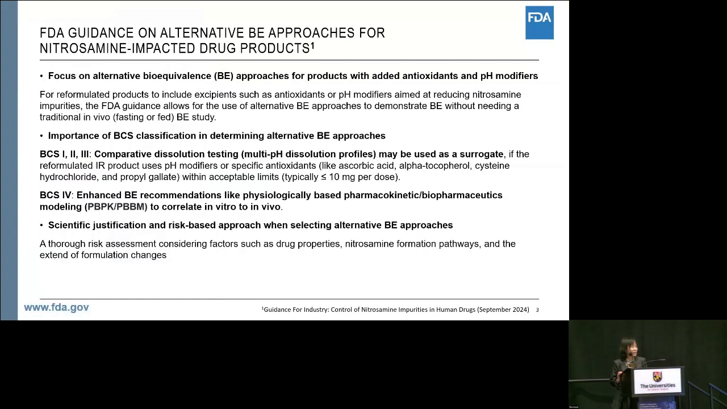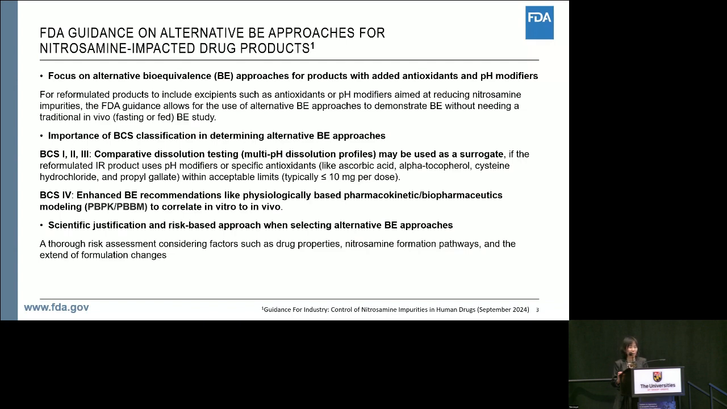So I think everyone is now very familiar with the recent FDA guidance regarding alternative BE approaches. As we know, BE reassessment for nitrosamine reformulation poses a risk to healthy subjects. Therefore, alternative BE approaches are currently our priority. FDA advocates all different kinds of alternative BE approaches to support the reformulated products. As indicated in the FDA guidance, the BCS classification is key: for BCS class 1, 2, and 3, comparative dissolution can serve as a surrogate for BE assessment.